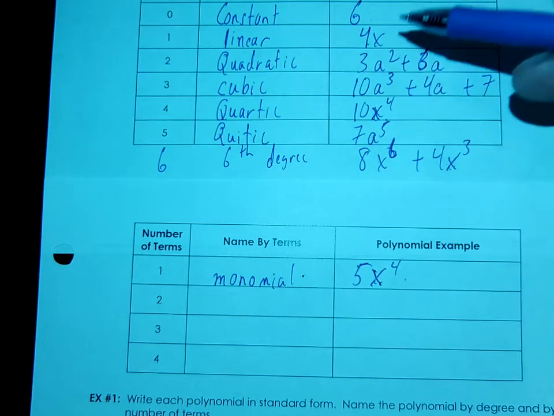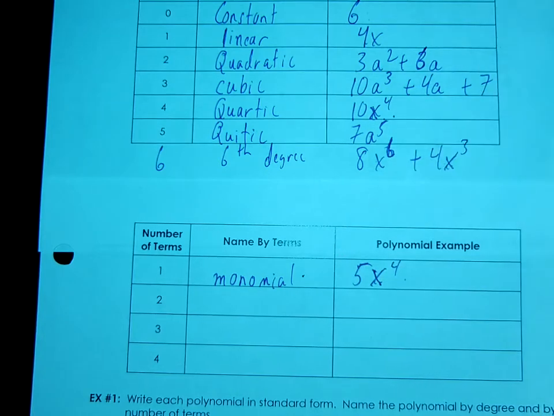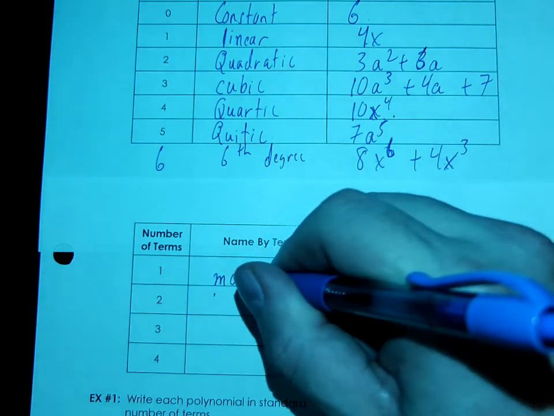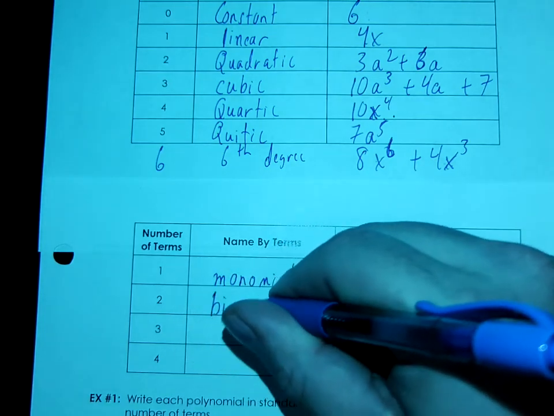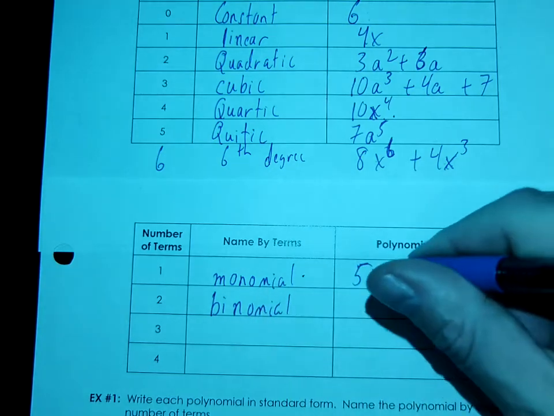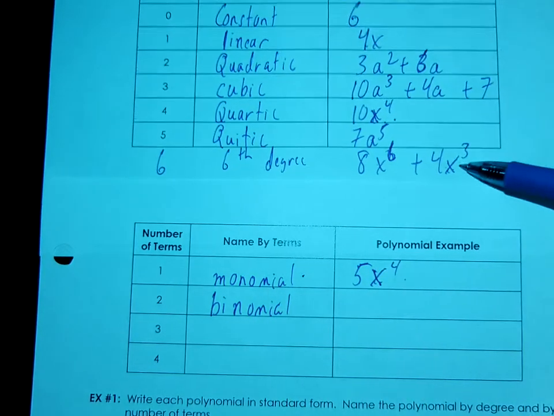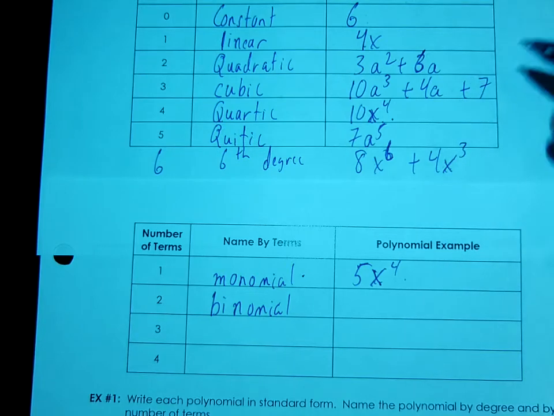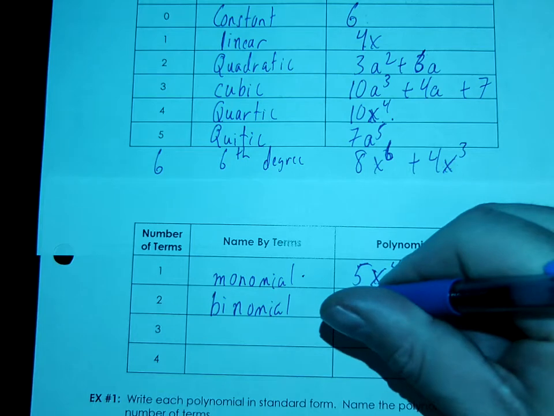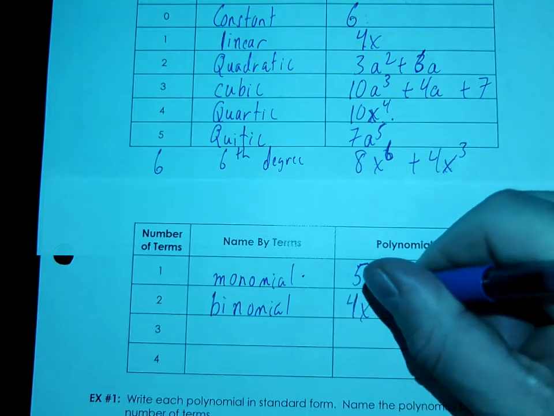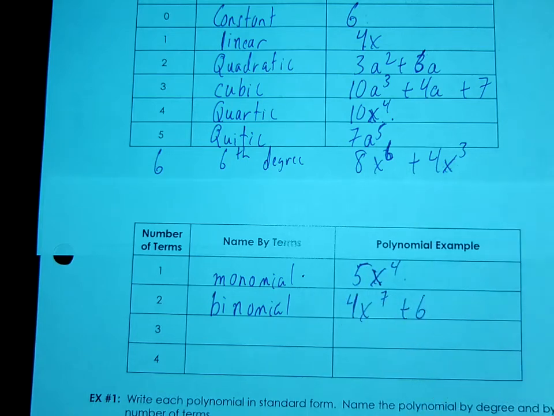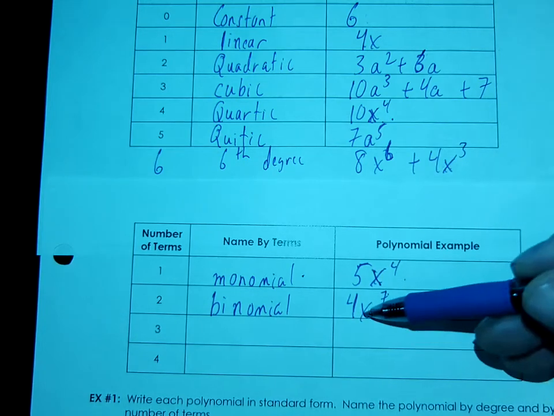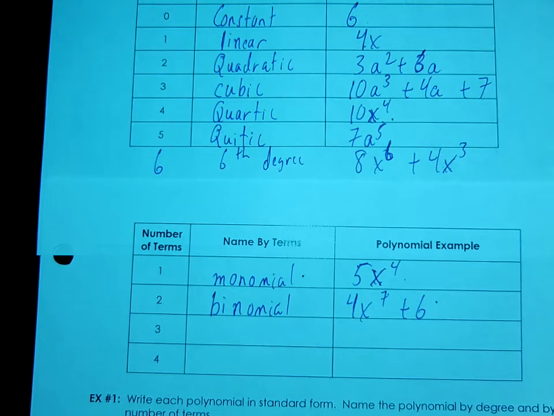Alright, so degree, terms, two different names. Binomial, mono meaning one, bi meaning two. So binomial, two terms, simply means it's got two items, like this one here and here. These are both binomials. And again, it doesn't have to start off at a particular degree. So we could start off with a 7th degree binomial: 4x to the 7th plus 6. That's a 7th degree binomial. It has the 7th degree and then it has a constant term. Those are the two terms here.